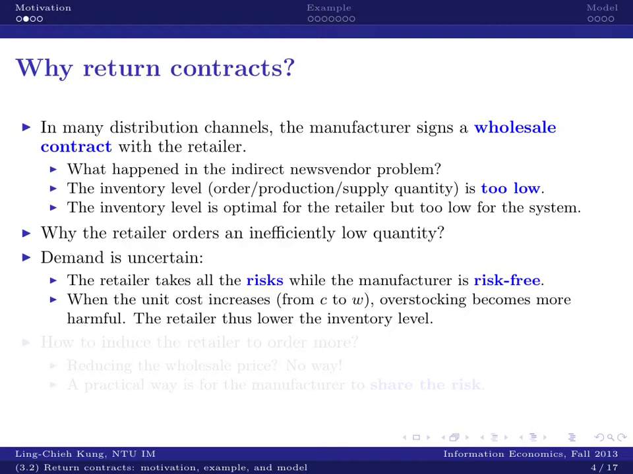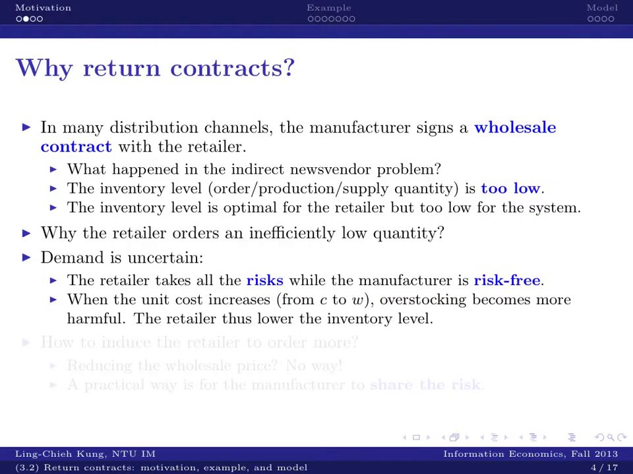When the manufacturer sees the order, the manufacturer makes the production, and he needs to produce just exactly the amount the retailer orders. So that means the manufacturer has no risk about making production because all the products he makes will be purchased by the retailer. So that's why we say the retailer takes all the risks and the manufacturer is risk-free.